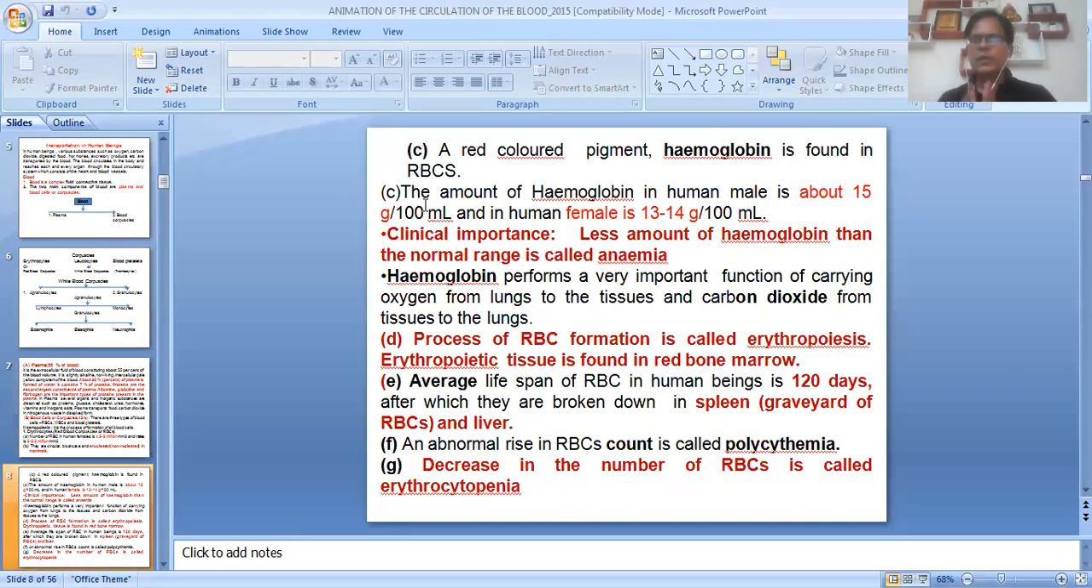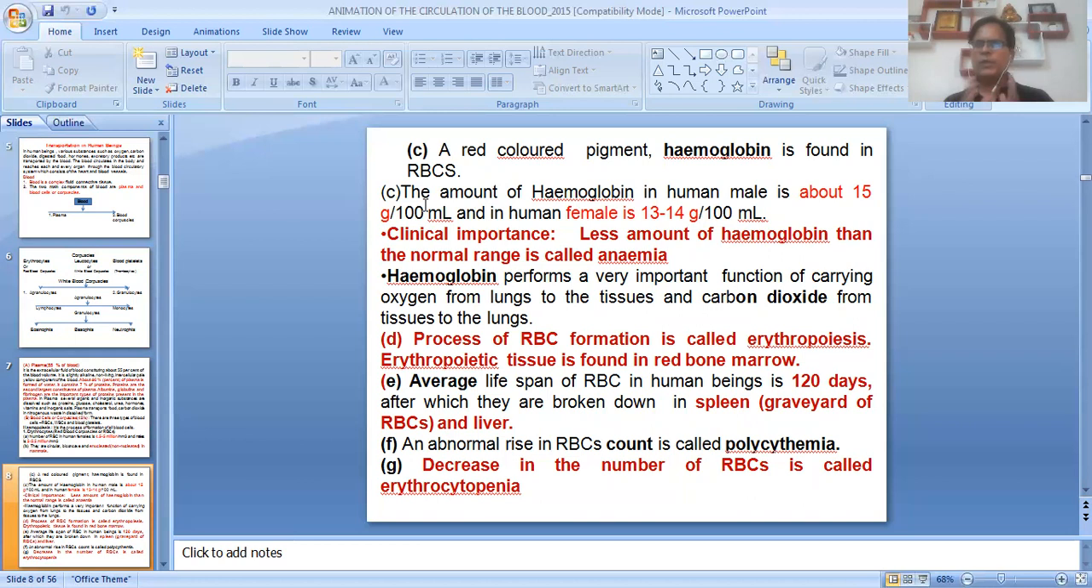A red colored pigment, hemoglobin, is found in RBC. You must have heard of hemoglobin, right? The amount of hemoglobin in human males is about 15 grams per 100 milliliters, and in human females it is 13 to 14 grams. So always remember: 15 grams in males and 13 to 14 grams in females. In which is it less? In females.